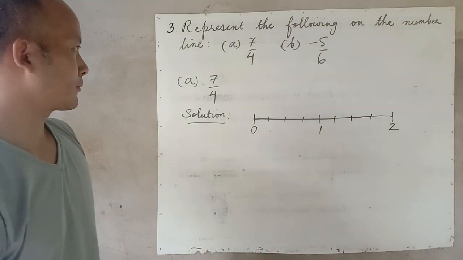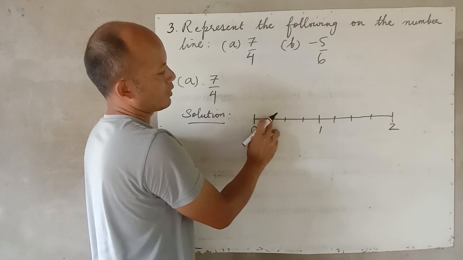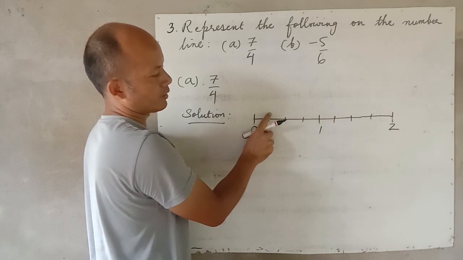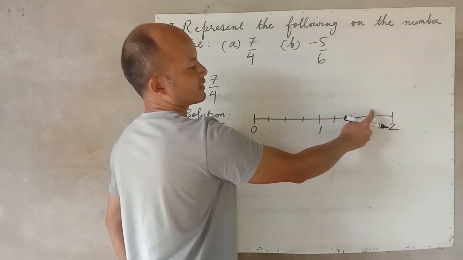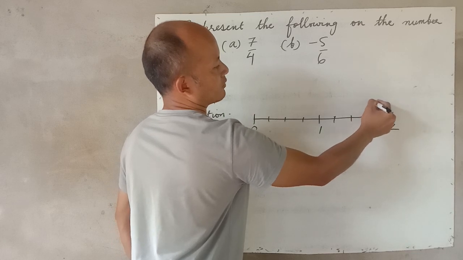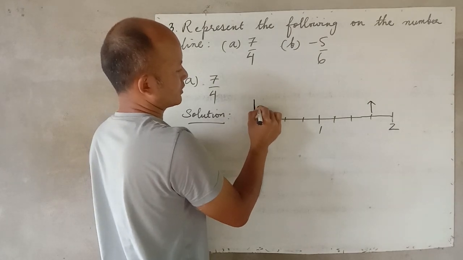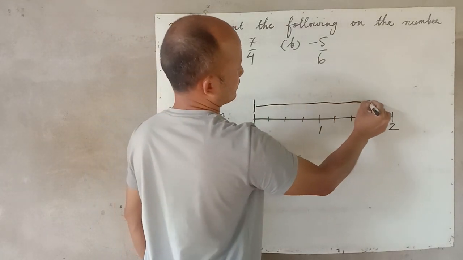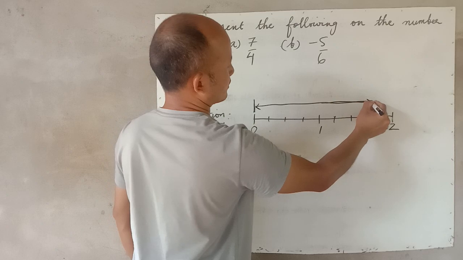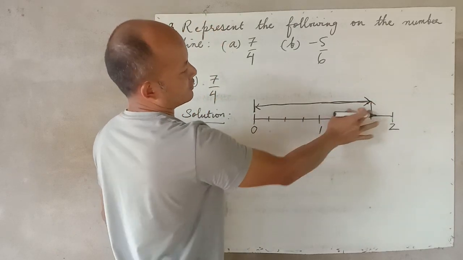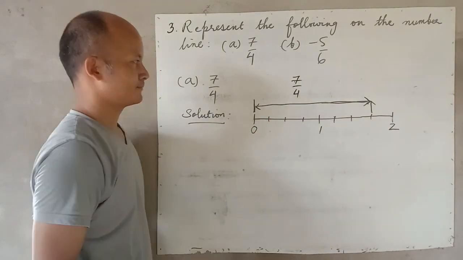Now 7, how you have to count. Start from here, this will be number 1. 1, 2, 3, 4. Let's continue. 5, 6, 7. This will be the point, and from here you will join this one. This whole segment will be representing 7 by 4.